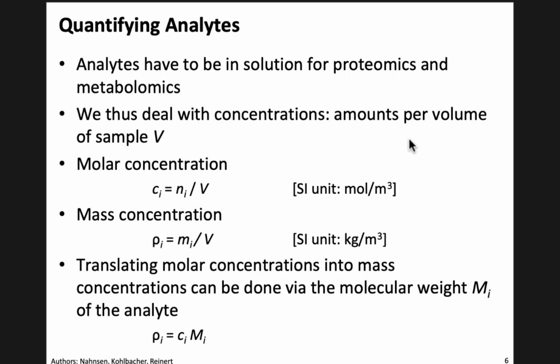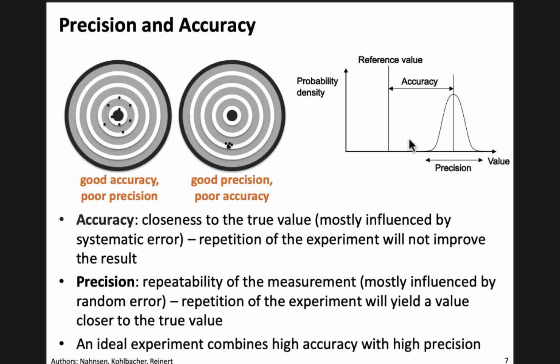Whenever we measure something, there are ways in which this measurement can go wrong. That is usually referred to as an error. And this error comes in, let's say, two basic flavors. I try to illustrate that with this target.